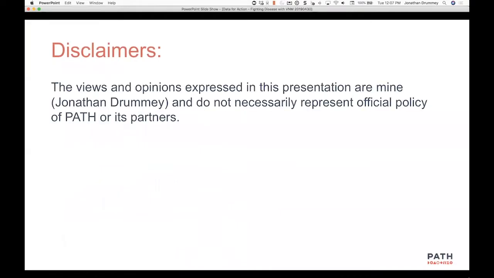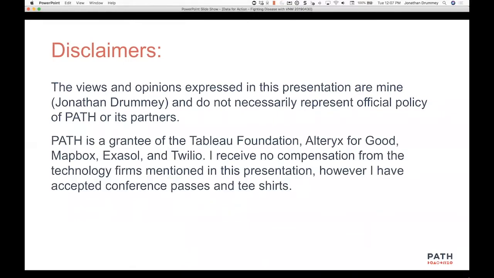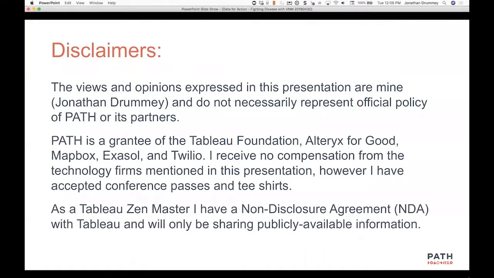Just a few disclaimers on this. The views and opinions here are mine and not necessarily PATH's. PATH is a grantee of Tableau Foundation, Alteryx for Good, Mapbox, Exasol, and Twilio, which I'll all be talking about today. Personally, I don't receive any compensation from those firms, though I have spoken at their conferences and gotten free t-shirts and other swag. And with Tableau in particular, as a Tableau Zen Master, I have an NDA with them. So any information I'll be sharing about Tableau is information that is already available in some public way.